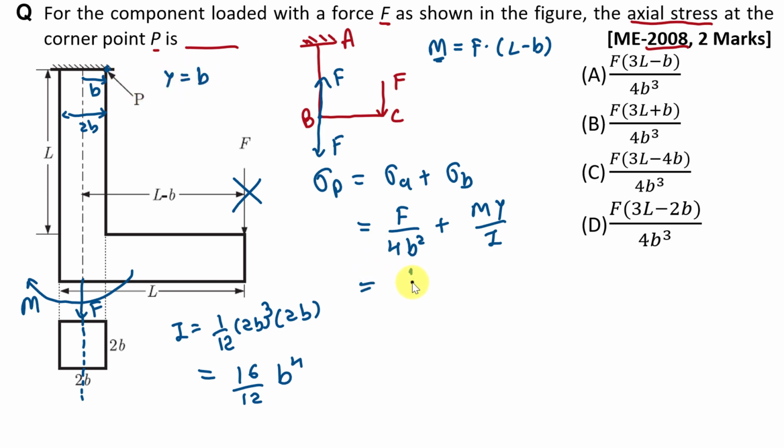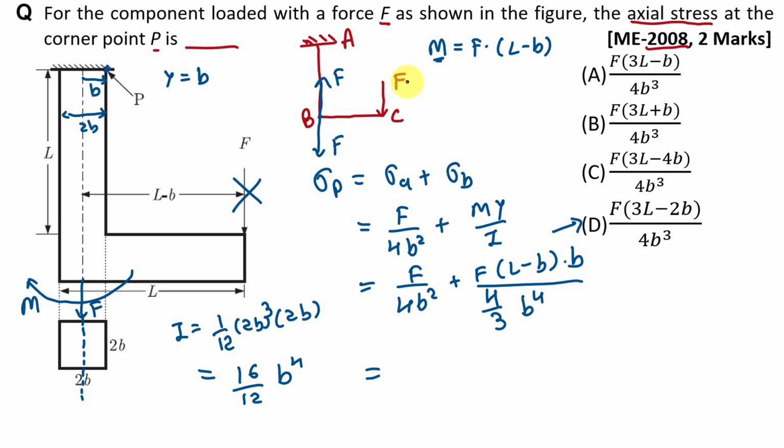So it is equal to F divided by 4B square plus M, that is F into bracket L minus B, Y is B, divided by I, which is 16 divided by 12, that is 4 divided by 3 B raised to 4. And now we have to simplify this expression. If you simplify this, then you will get answer option D, F into bracket 3L minus 2B by 4B cube. Fine. So I hope that you understand this question.